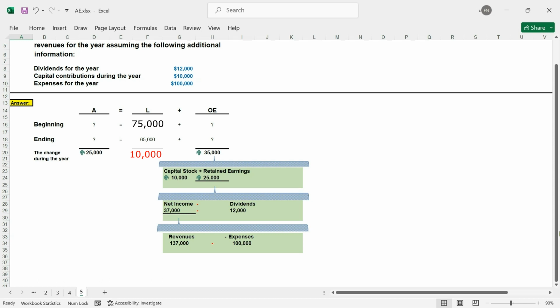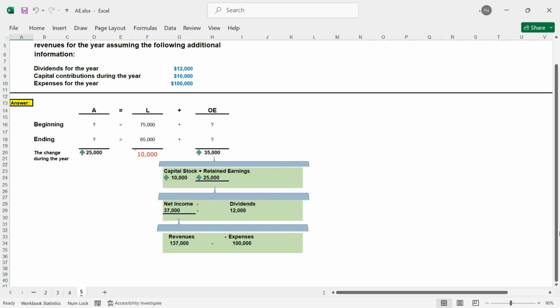If you know that net income was $37,000 for the year, and you expand that further to reflect that net income is a result of revenues for the year less expenses, and in this particular problem they tell us that expenses amounted to $100,000, then you can back in or calculate what revenues must have been. Revenues must have been $137,000 if net income was $37,000 and you had expenses of $100,000. $137,000 of revenues minus expenses of $100,000 is net income of $37,000. Revenues must have been $137,000, and that's the answer to the problem.